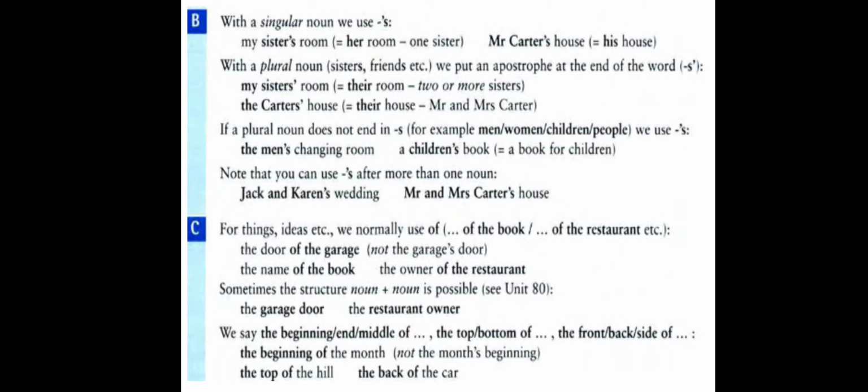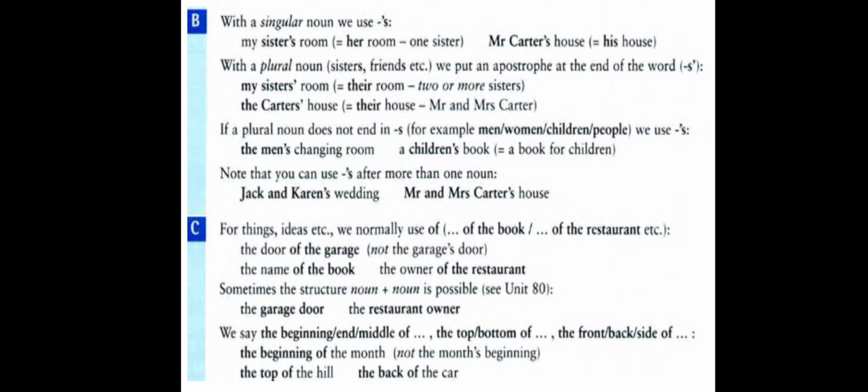With a singular noun, we use apostrophe plus S. My sister's room. Sister here is singular, so we use apostrophe plus S. Mr. Carter's house. Here his house, Mr. Carter. Mr. Carter is singular, so we use apostrophe plus S.